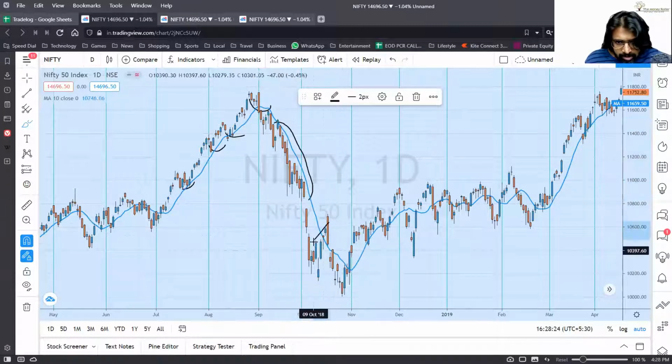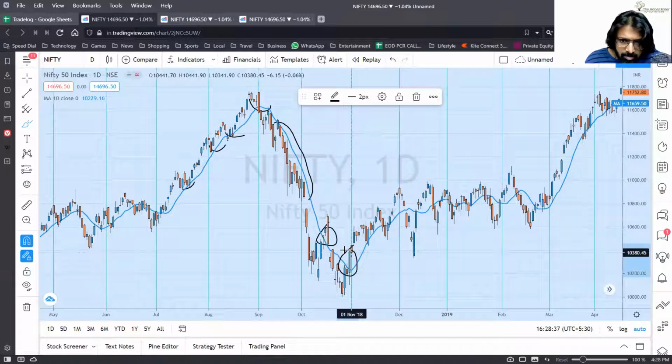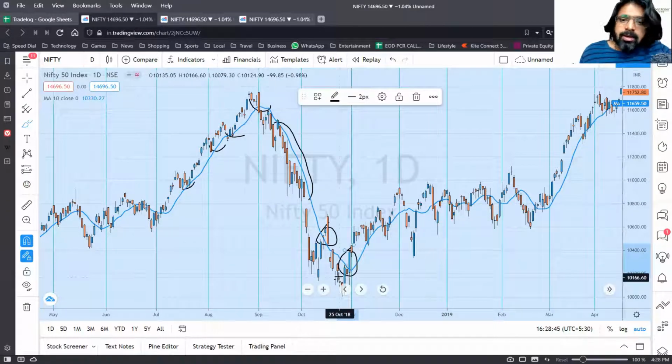Then out here it again crossed above the moving average, trying to tell you that this trend is over, but it gave you a whipsaw. And finally out here, when it crossed back above the moving average, the trend was actually over. So here you got trapped, and here the trend was actually over, right?